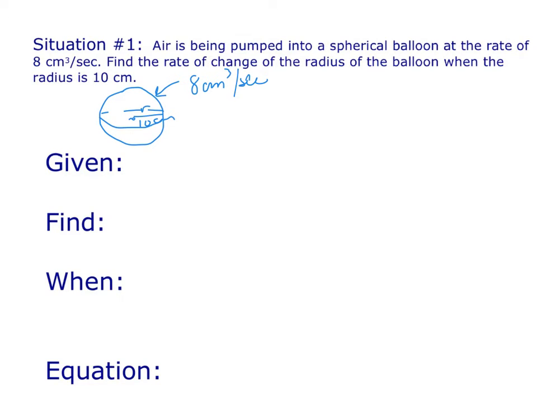All right, so the given is that the air is coming into the sphere at 8 centimeters cubed per second, right? So this is going to be the rate, the volume, right? The volume is changing, the volume is increasing. And so dV/dt, the rate at which the volume is changing, is 8 centimeters cubed per second. And it says, find the rate of change of the radius of the balloon, right? So the rate of change of the radius with respect to time when the radius is 10 centimeters.